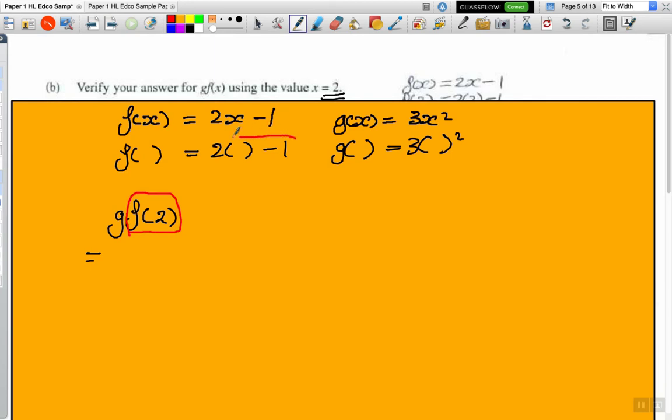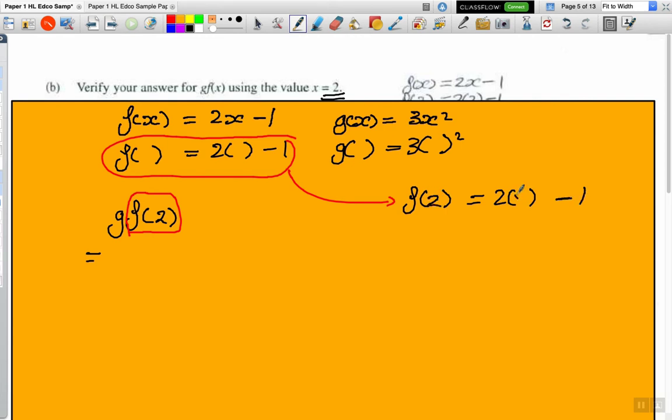So therefore we're going to be extracting this and working out what f of 2 is. So we've got f empty bracket equals 2 empty bracket minus 1. We put 2 inside it. 2 2's are 4. 4 take 1. The answer's 3. So therefore what have we now got? f of 2 is equal to 3. So therefore this line now becomes g of 3.